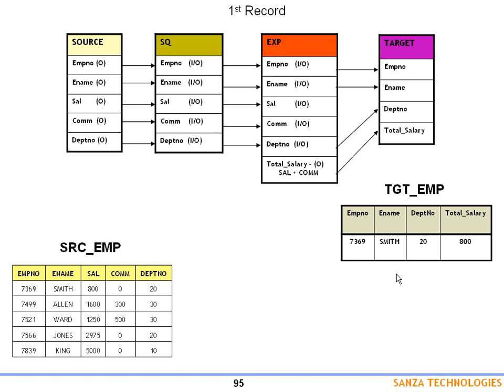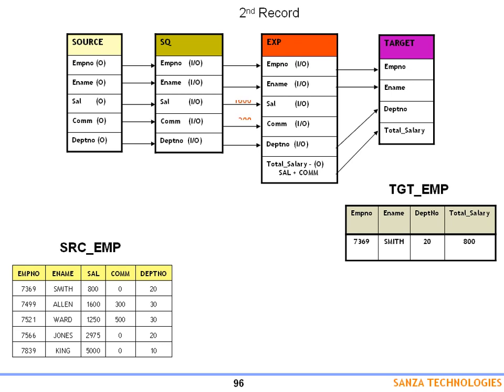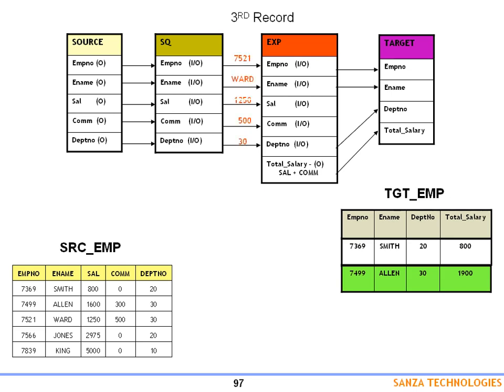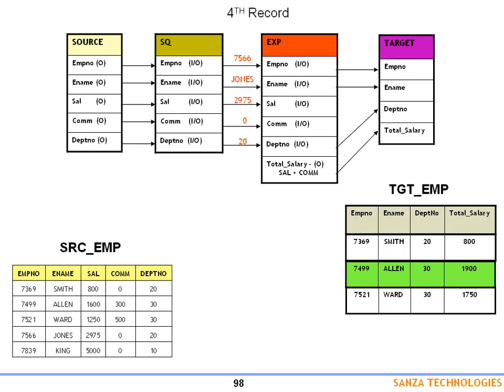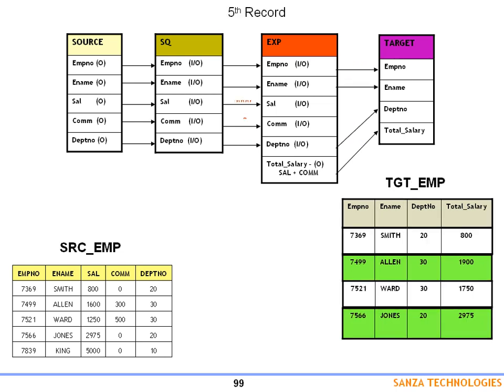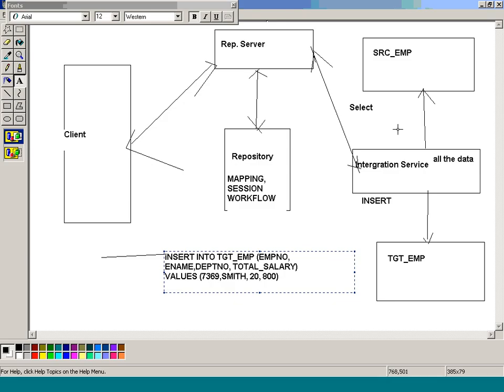Then the second record is released from the source qualifier transformation, 1600 plus 300, transforms the data, goes into the expression transformation, calculates the salary plus commission, then it will insert again. Then the output of the third record, calculate salary plus commission, inserts again. Then the fourth record goes in, calculates, inserts again. Then the fifth record inserts again. This way it will go and insert the data into Informatica. So it will do a row by row process.